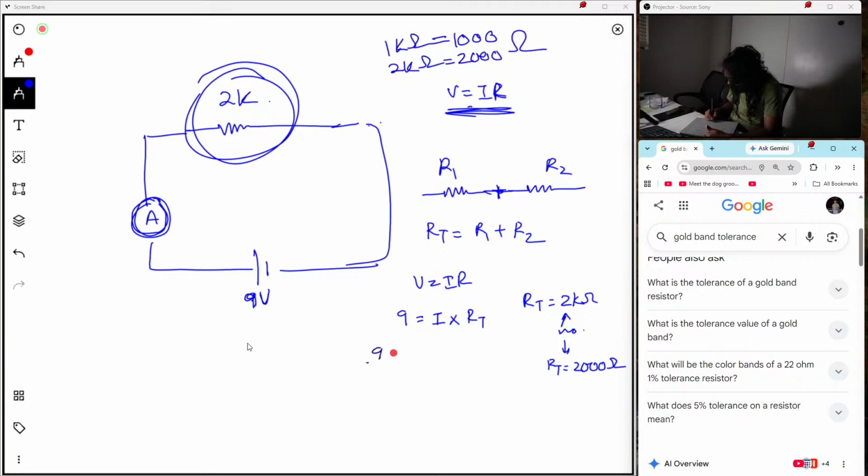So 9 equals I times 2000 ohms. So 9 divided by 2000 will be I. What is it?